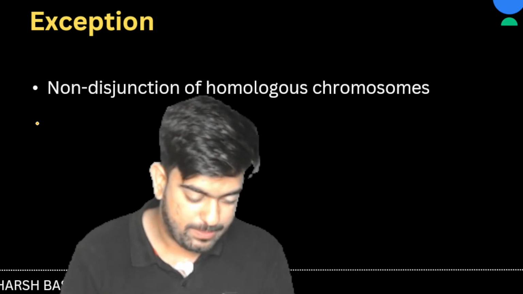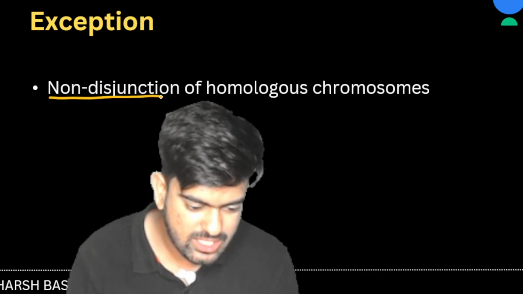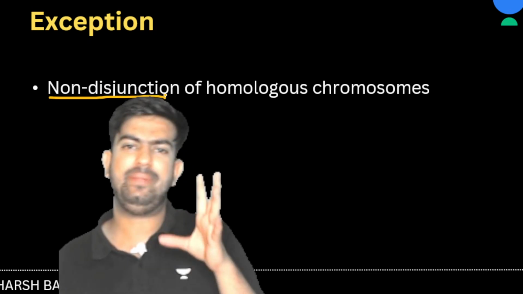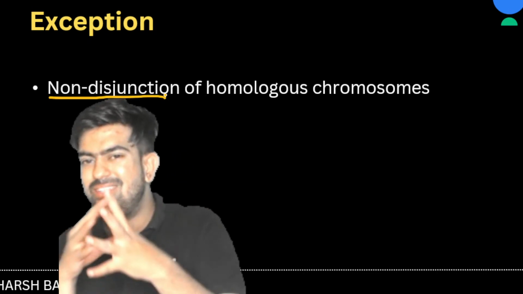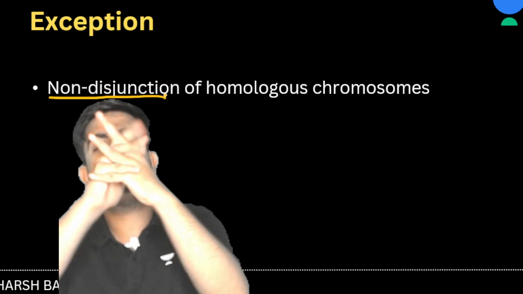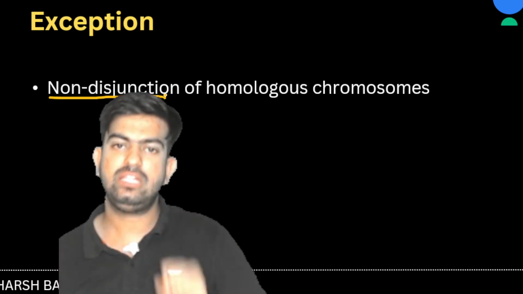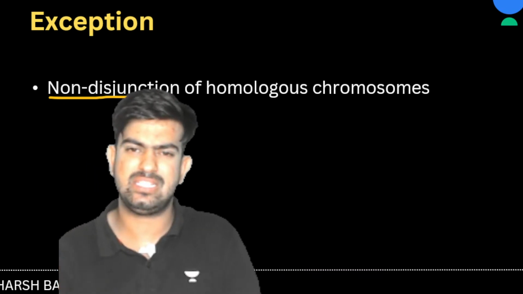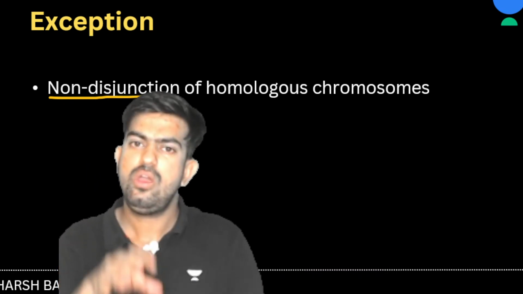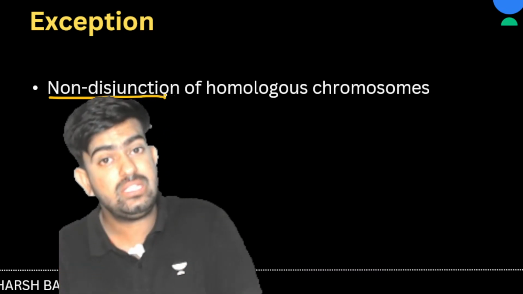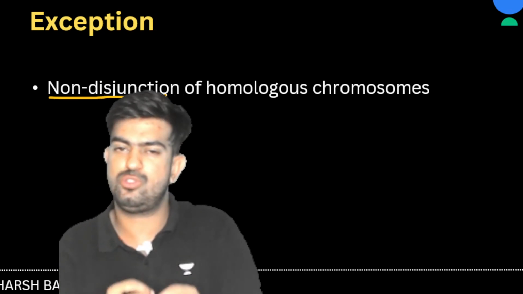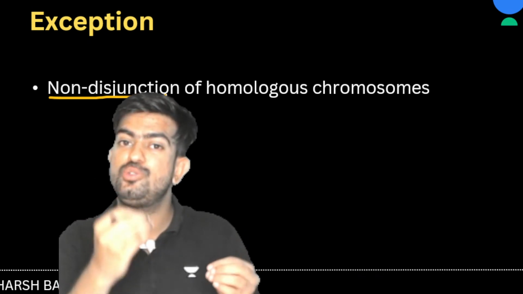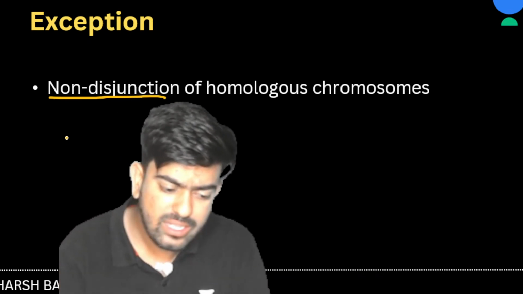That exception is non-disjunction of homologous chromosomes. There are some cases during which the gamete is formed, but these homologous chromosomes couldn't segregate from each other, and this creates genetic problems, genetic diseases, and lots of things. But right now we will be focusing on this: if non-disjunction of homologous chromosomes is happening, then it is an exception to the law of segregation. How, sir? What is this, sir?